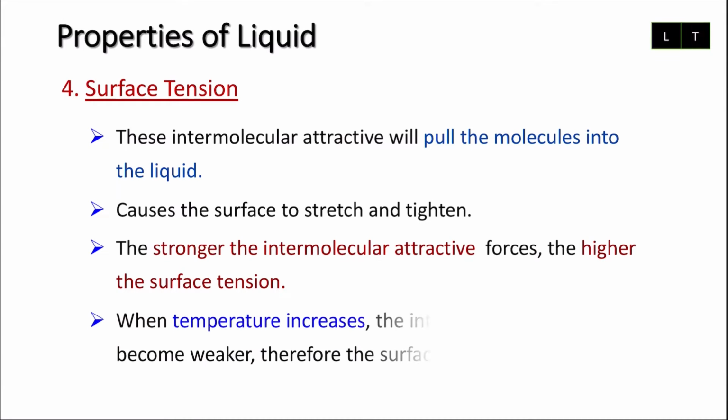Di sini kita akan relate dengan temperature. So bila temperature tinggi, IMF jadi weaker, jadi surface tension berkurang. Tetapi sekiranya temperature berkurang, IMF akan stronger, therefore surface tension increases. So it is vice versa. So itu adalah tentang surface tension.